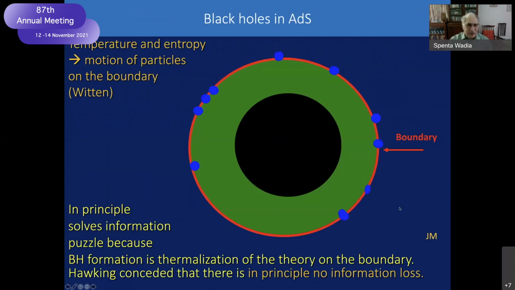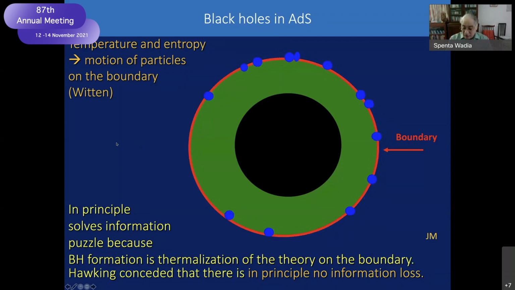And here is a picture of what I'm trying to say. So this is the boundary, the red boundary. There are particles of a quantum field theory on that boundary jiggling around at some finite temperature, and this is a black hole in the interior. This is the picture which was given by Juan Maldacena and applied to the problem of black holes by Ed Witten. Now, the nice thing is that Hawking conceded that the information paradox is solved in principle. I think he lost a few bottles of wine, etc., to several friends of his.